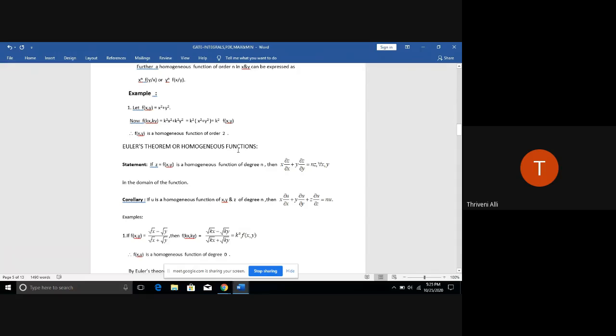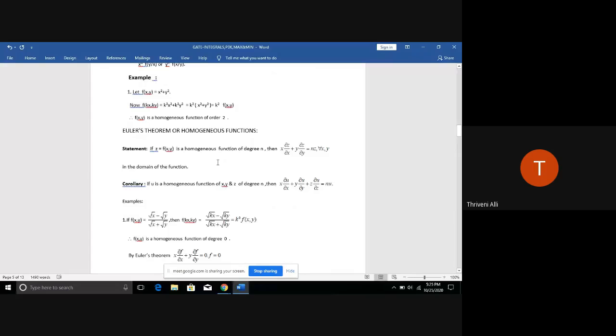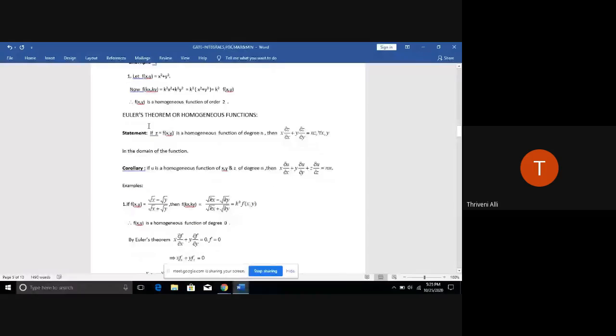Okay. Next. So Euler's theorem on homogeneous functions. So what is Euler's theorem? If z equal to f of x comma y is a homogeneous function of degree n, then x into dou z by dou x plus y into dou z by dou y equal to nz.